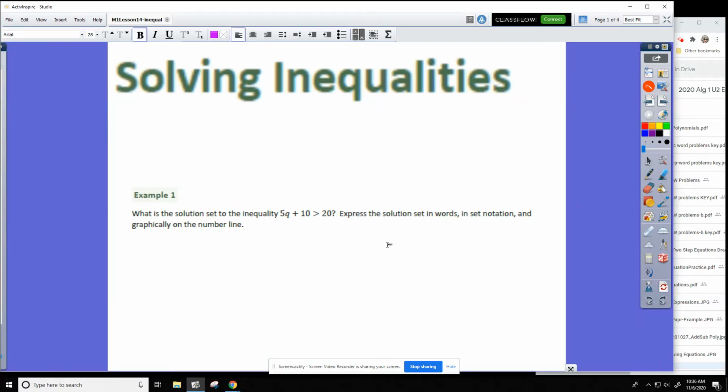So I'm going to go over solving inequalities on this video. Please ignore this on the right. If you could see these, this is my drive.